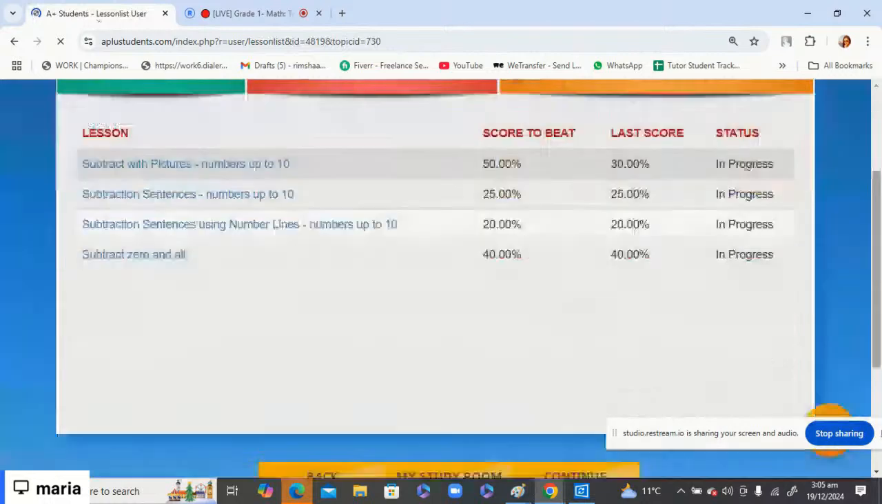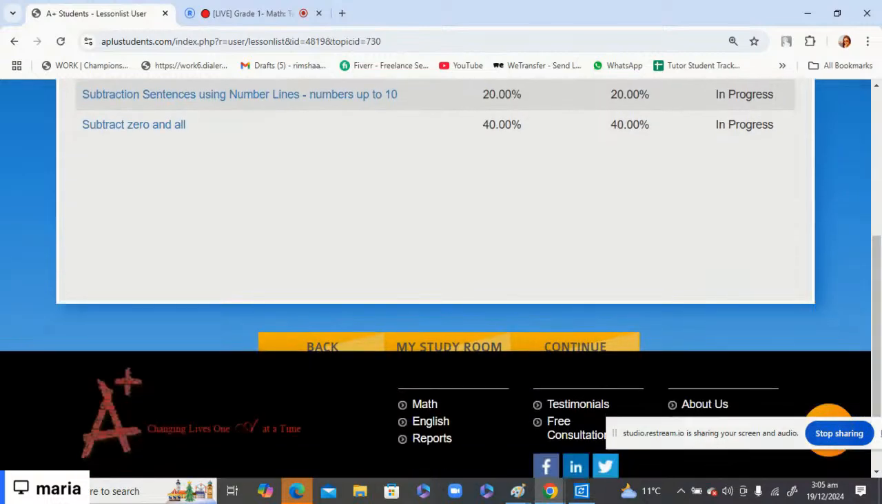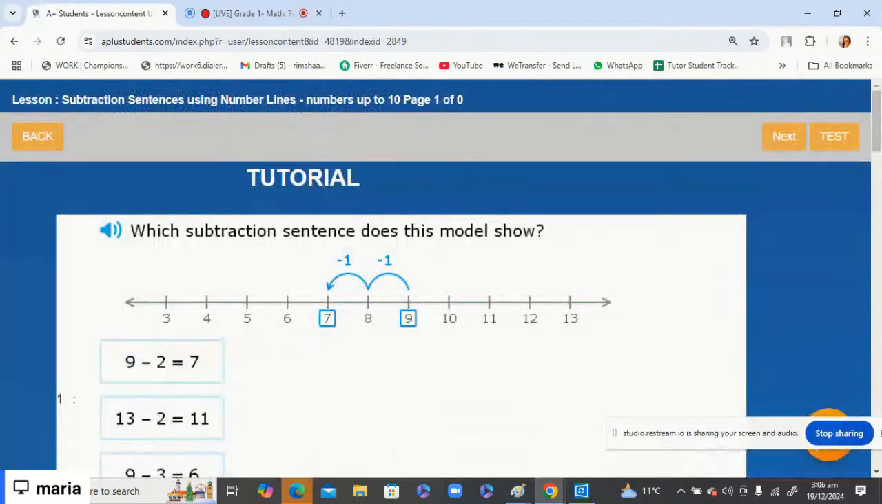So the last 2 lessons, the first is subtraction sentences using number lines, number up to 10, okay? Subtracting sentences using the number line, and these number lines go up to 10. So let's get started. So here we go with it.